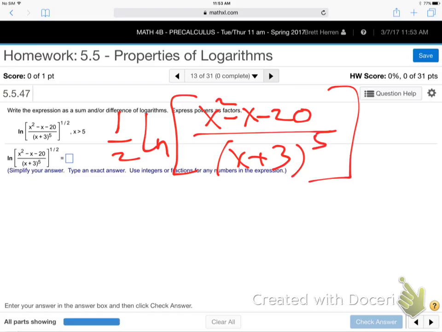Good so far? Just powers come to the front, right? That half power just goes right there to the front. So the half power comes to the front. And then, you know what I would do with that top? Yeah, that top's factorable. Can you factor that top?